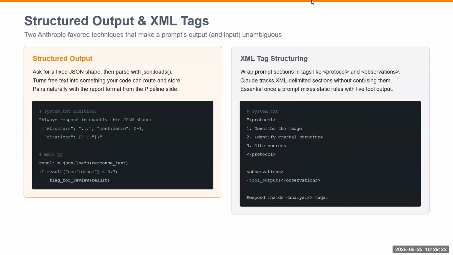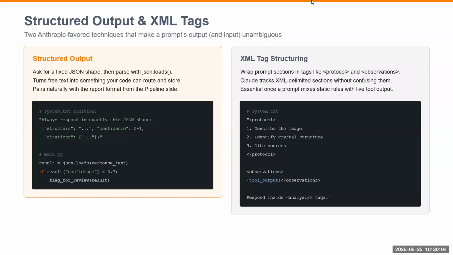So there are two techniques now when we're making prompts to improve reasoning, right? We can have something called structured output or XML tag structuring. With structured output, we can ask for a fixed JSON shape, and when this is loaded, it can turn free text into something your code can route and store. So basically, it allows the system text to be in a specific format so that the agent can understand the inputs and have a good output.